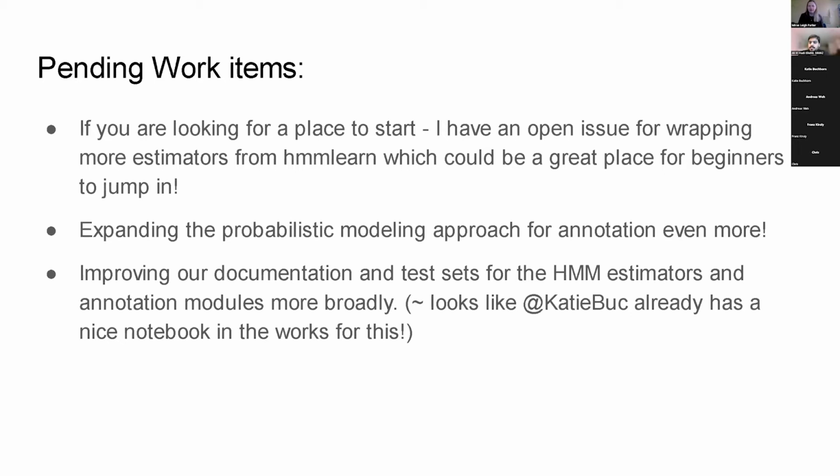So yeah, as I said, Katie also has this notebook put together for this, but I think more broadly, this is definitely something I've been thinking about.